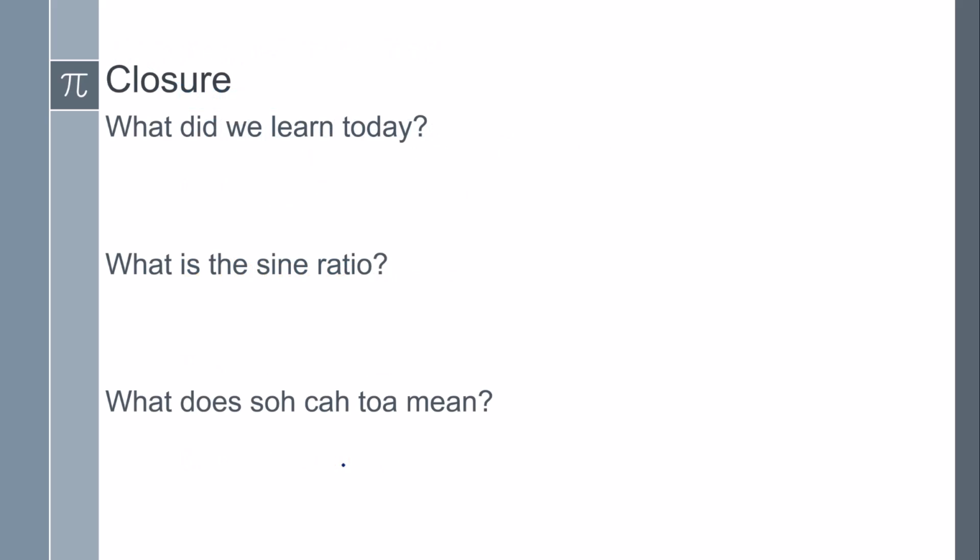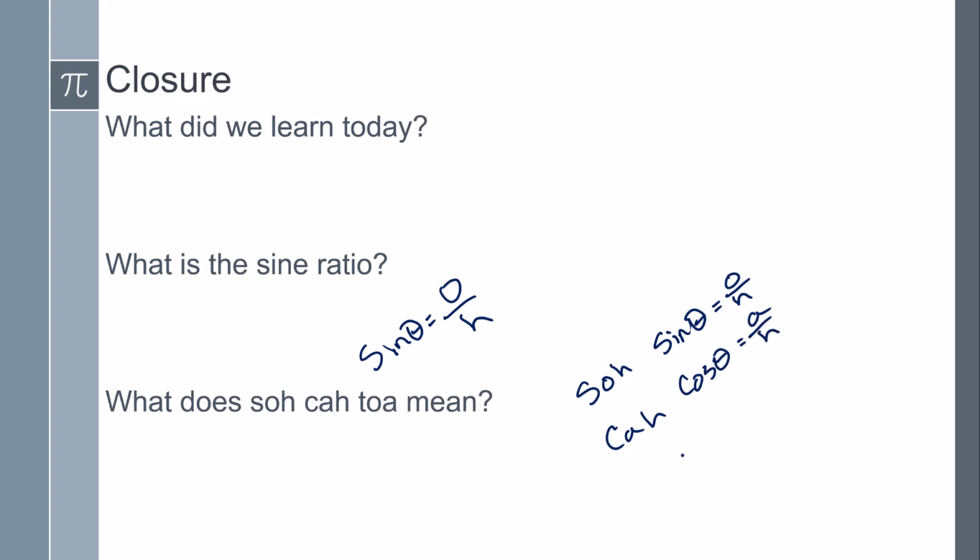So what did we learn today? We talked about the 3 different trig ratios: sine, cosine, and tangent. What's the sine ratio? Our sine ratio is the ratio of the opposite to the hypotenuse, and it's always going to be the sine of an angle. And then what does SOHCAHTOA mean? SOH is the sine ratio, so sine of my angle is opposite to the hypotenuse. CAH is my cosine ratio, which is adjacent to the hypotenuse. And TOA is my tangent ratio. Tangent theta is opposite to the adjacent.